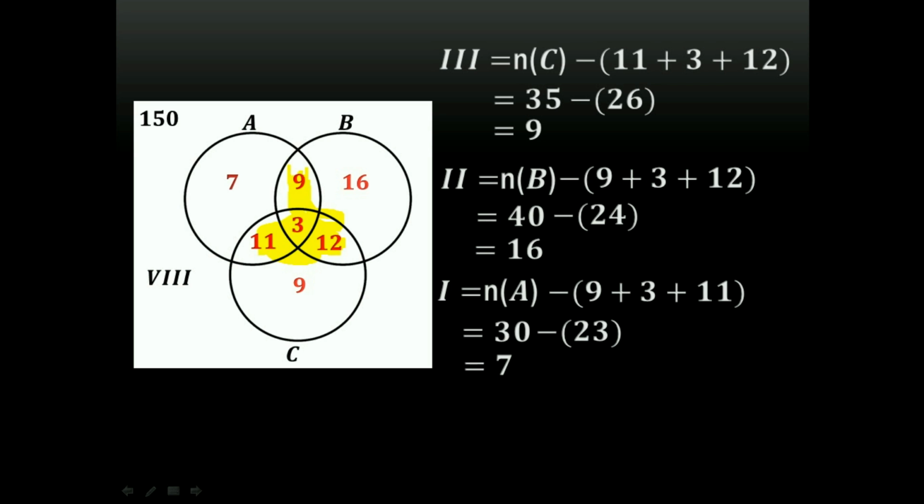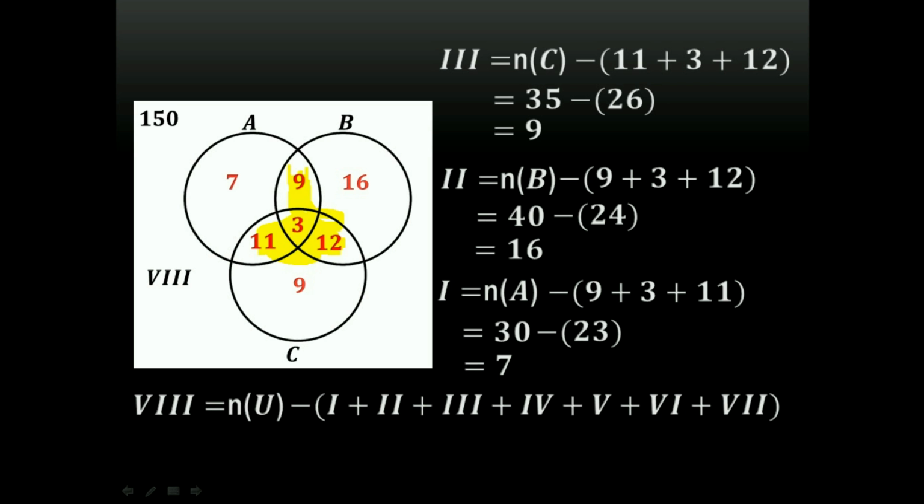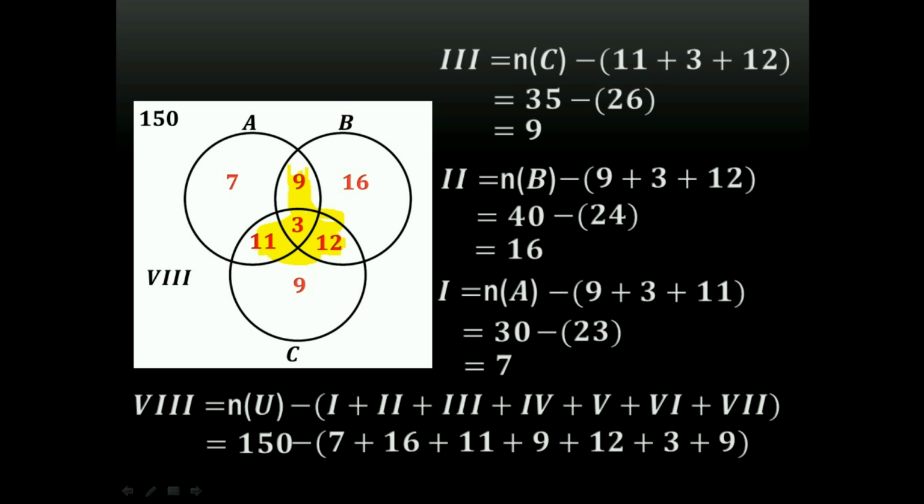Now for the last thing, we have region 8. It's very simple. We just have to subtract from n(U) all the regions inside the circles. So 150, the universal set, minus 7, 9, 16, 11, 3, 12, and 9, which sum to 67. So 150 minus 67 is 83. Therefore, region 8 there is 83.